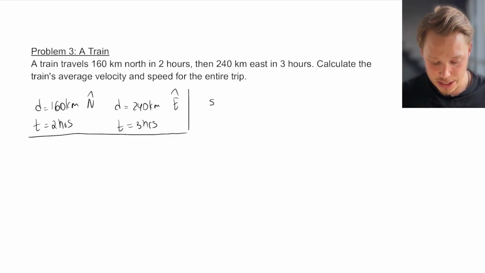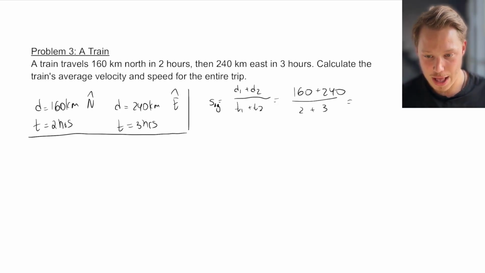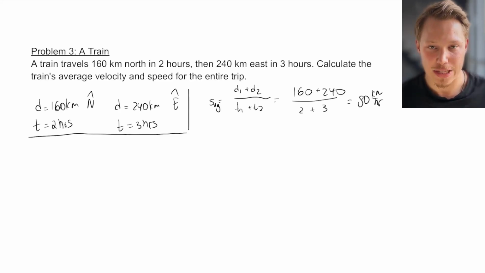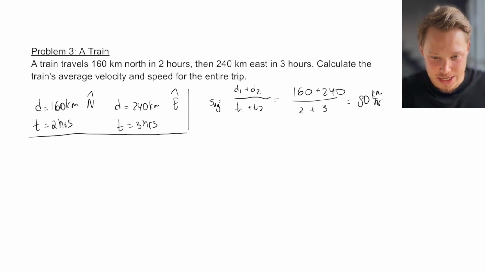Now, average speed first. Average speed is simply going to be first distance plus second distance over first time plus the second time, or 160 plus 240 divided by 2 plus 3, which is 5, and overall is going to be 80 kilometers an hour. Now, let's take a look at the average velocity. Of course, I had to include at least one problem where average velocity is not 0. This is going to be one of those examples.